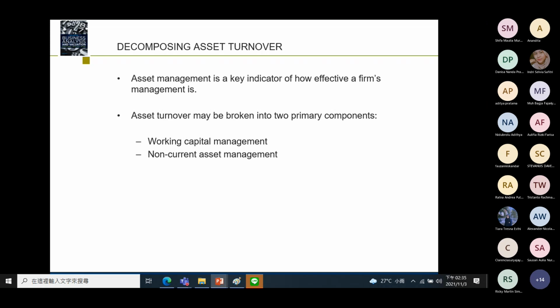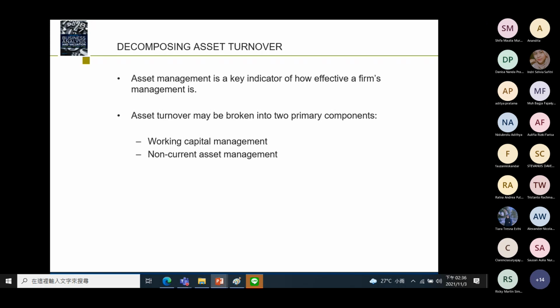Decomposing asset turnover. Asset turnover is the second driver of a company's return on equity. Since firms invest considerable resources in their assets, using them productively is critical to overall profitability. A detailed analysis of asset turnover allows the analyst to evaluate the effectiveness of firms' investment management.